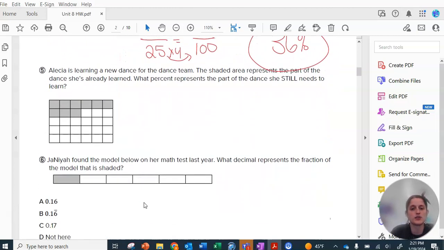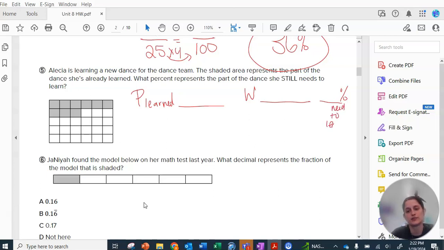Alicia is learning a new dance for the dance team. The shaded area represents the part she's already learned. Part learned. The whole number of boxes. What percent does she still need to learn? Oh boy. Percent need to learn. So this is the gray part.